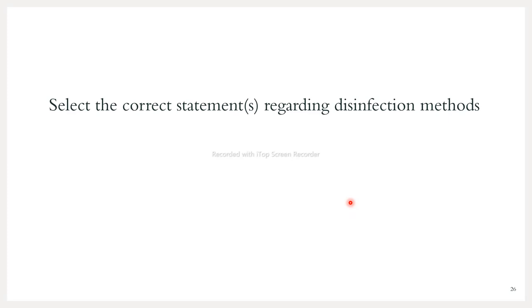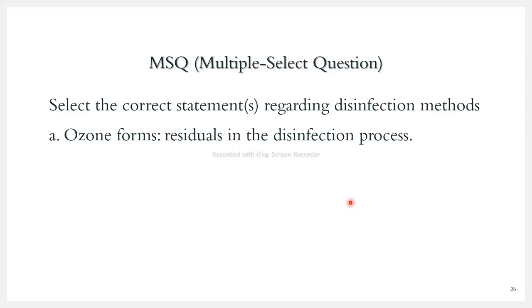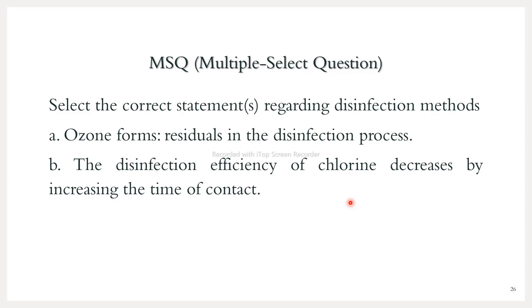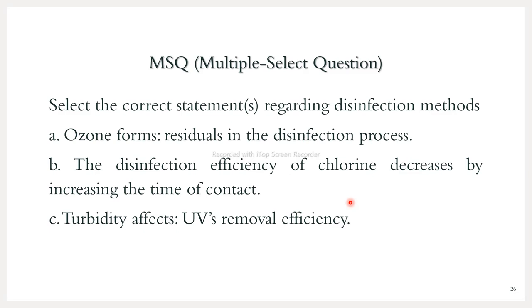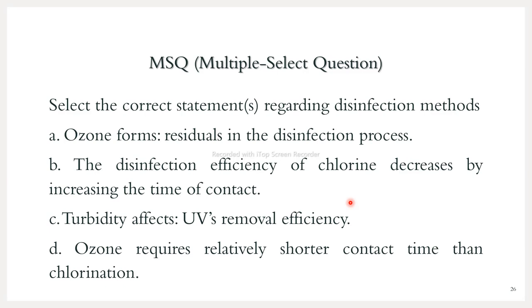Okay, so now we have to select the correct statement regarding disinfection methods. This is an MCQ, that is multiple select question. More than one option may or may not be correct. Option A is ozone forms residuals in the disinfection process. Option B, the disinfection efficiency of chlorine decreases by increasing the time of contact. Option C is turbidity affects ultraviolet's removal efficiency, and option D is ozone requires relatively shorter contact time than chlorination.